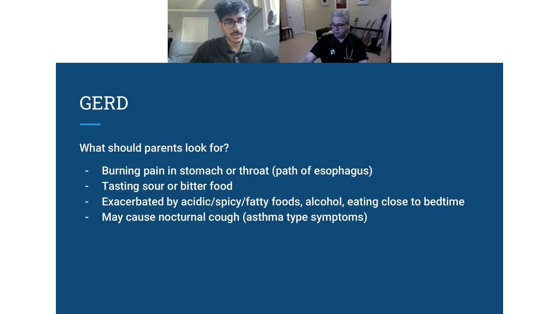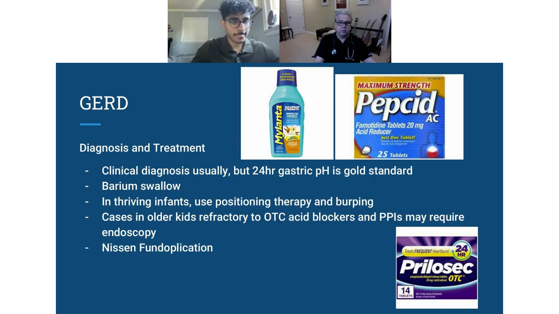And that's a less common symptom of it, but it can present similar to nighttime asthma almost, due to the reflux of the food and acid. And it's common in infants as well, like we talked about. And it's important to make sure that they get out burps and have positional therapy to help with that.